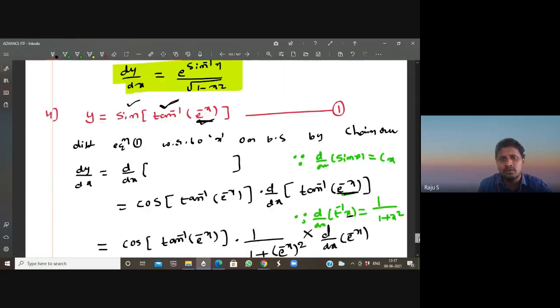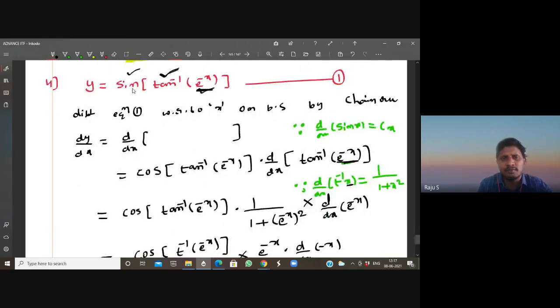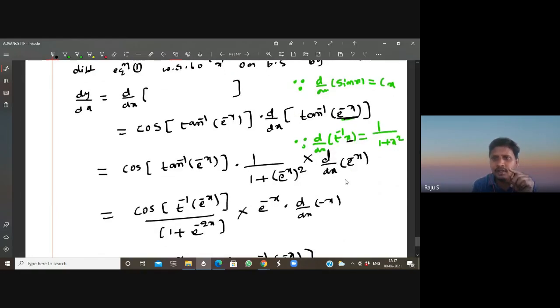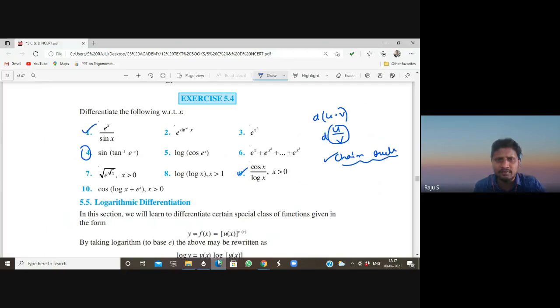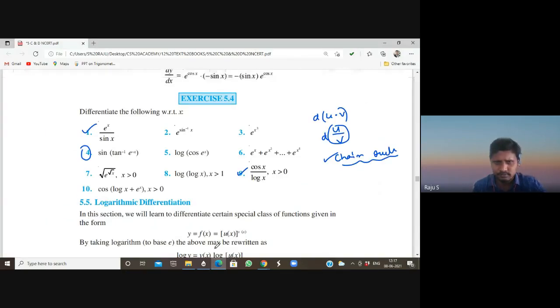Having any doubts, students? What I have done with the help of chain rule: first I differentiated sine, then I differentiated tan inverse, then I differentiated e power minus x. Then one more step, that is d by dx of minus x. It's minus. If you have any doubts, you can ask. This exercise has very easy problems. So what about question number 5, 6, 7?